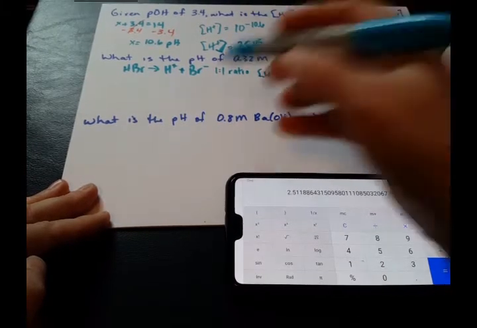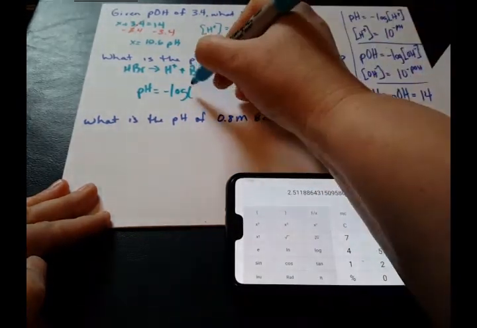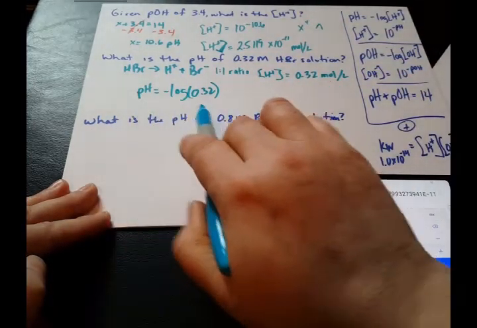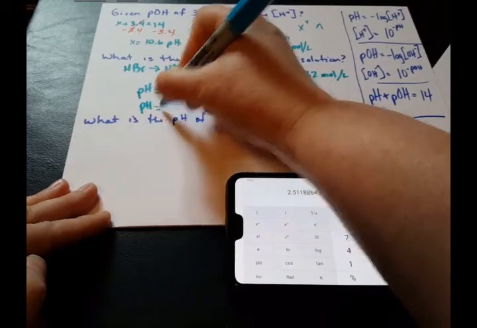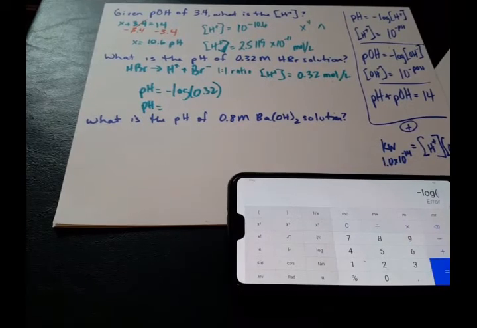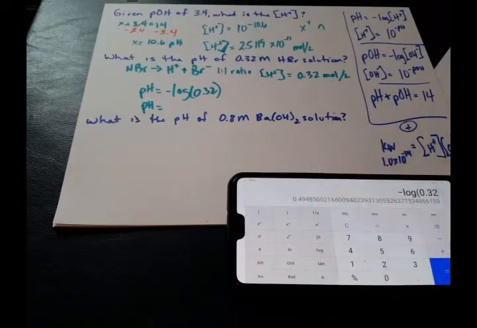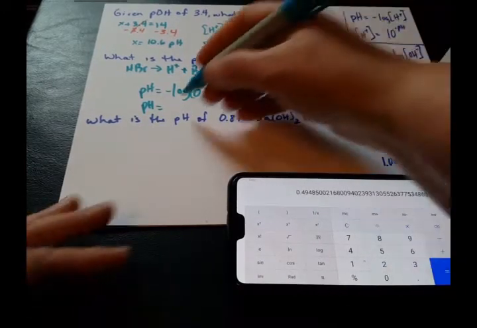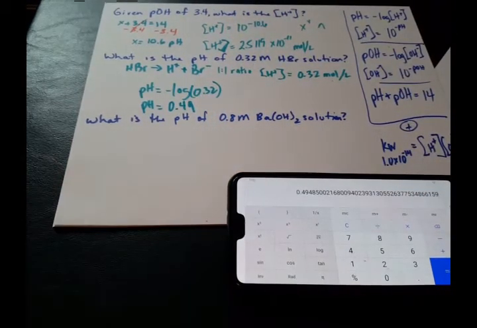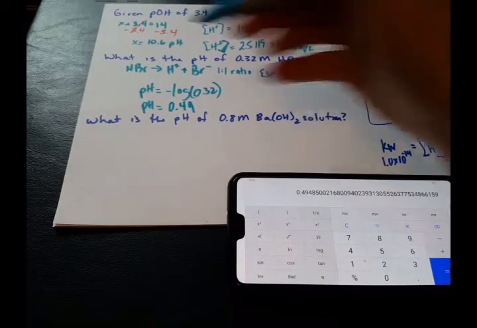There's not a whole lot of steps really to be showing other than this. So you want to show what number you put in, but the rest is all fancy footwork on your calculator. So negative log 0.32. You know, whether you need to close the brackets or not. Now when we see a pH of 0.49, this is a very, very strong acid. In the next case, we're looking at barium hydroxide.